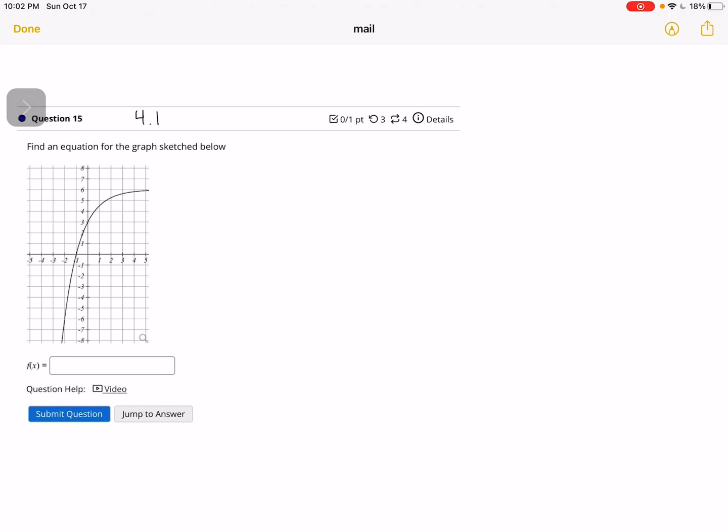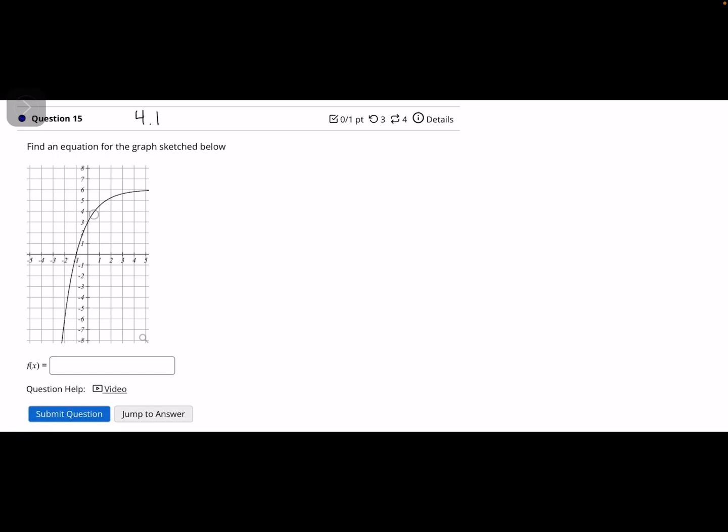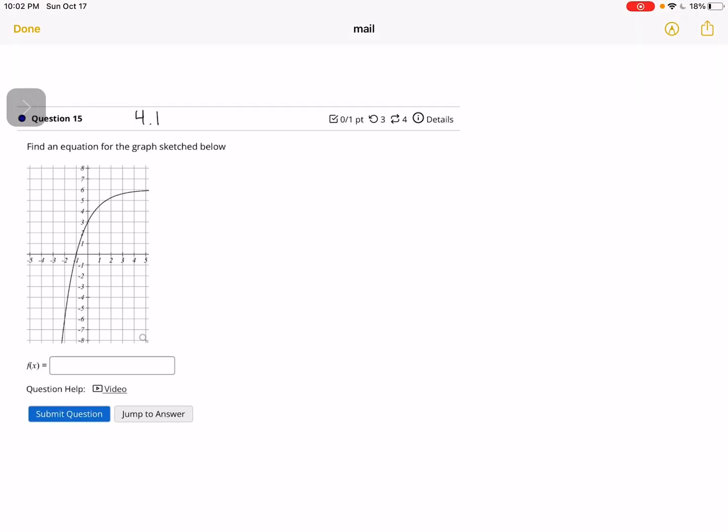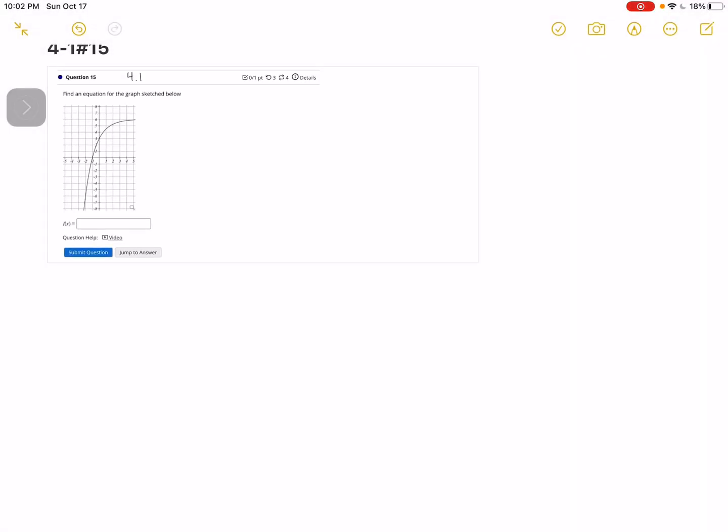What I want to look at on this graph is we have a couple of key points to consider. One point there is at (0, 3), and another point is down at (-1, 0). So we know it goes through (0, 3) and (-1, 0). And there's another point you could use if you had to: (-2, 6) looks like another point it goes through.